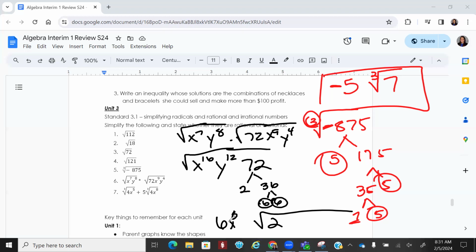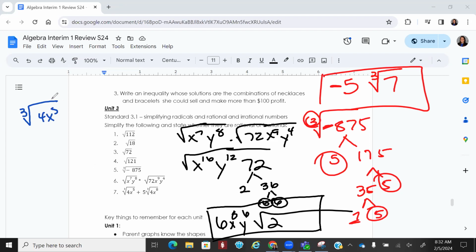And then we have 12 y's. So how many groups can we make? Somebody was saying it. 6. Okay. Ta-da! That's our final answer. Now on the next one, it's adding and subtracting. So we got adding. We've got to simplify first and then add it together.